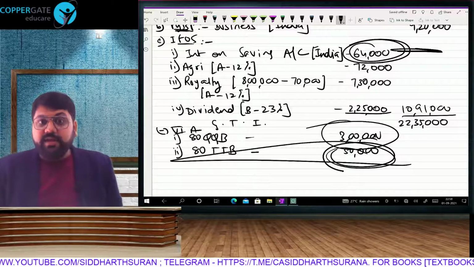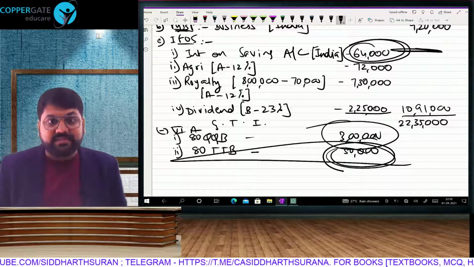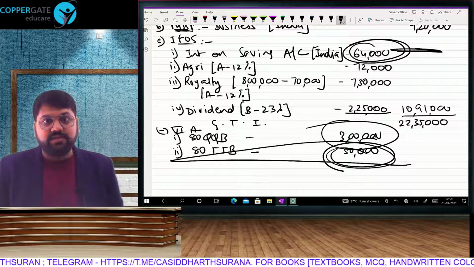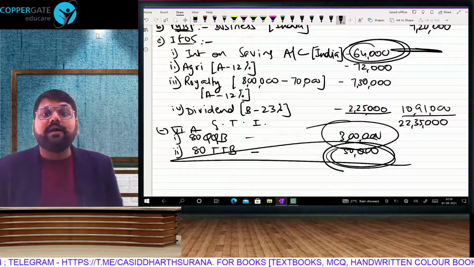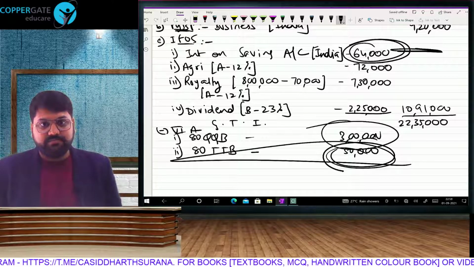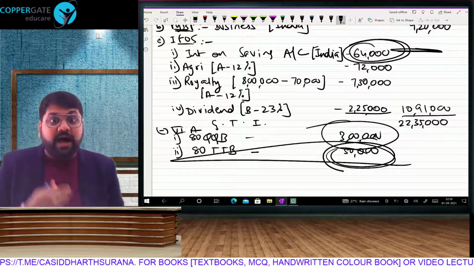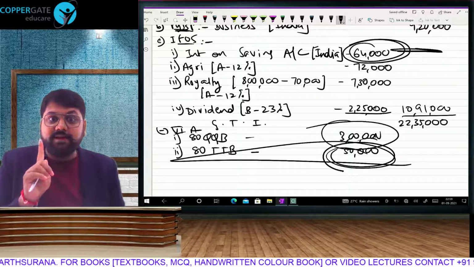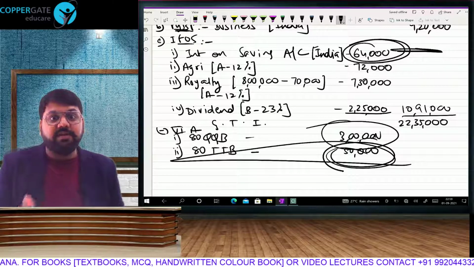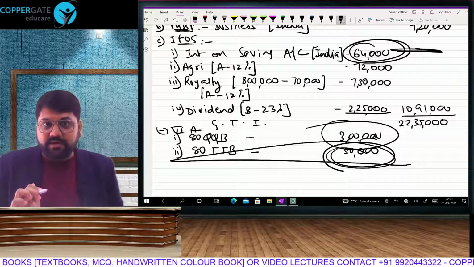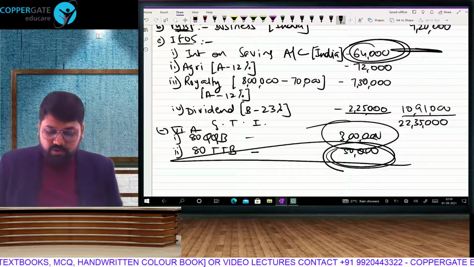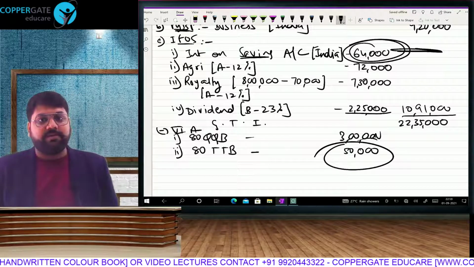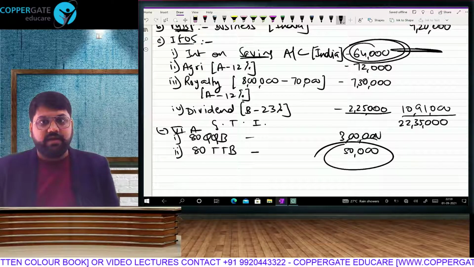And that is 80TTA, which is within a maximum limit of 10,000, available to all individuals and HUF, even if you are not a senior citizen, and is available only against savings account interest. And 80TTB, which is a higher deduction for resident senior citizens, 50,000 rupees, is available against savings and time deposit interest. Time deposit means FD. We have come here in class not to solve these questions. Why have we come? To make you understand. This was a savings account. If this was FD also, our answer will remain the same. This is available against FD and savings both.